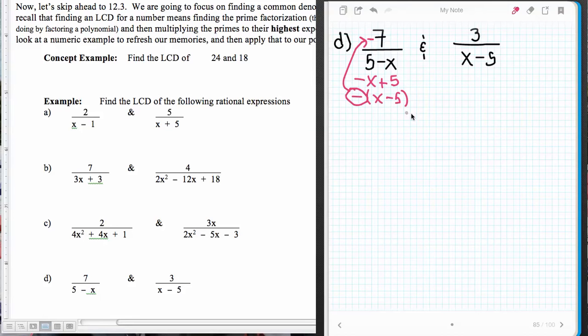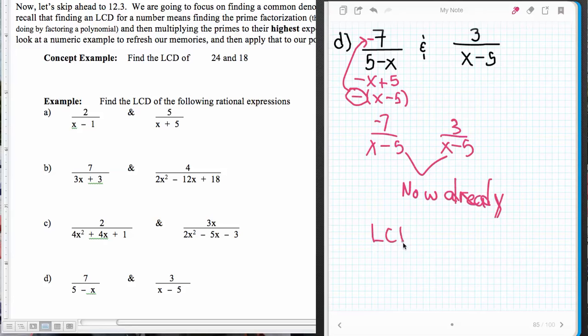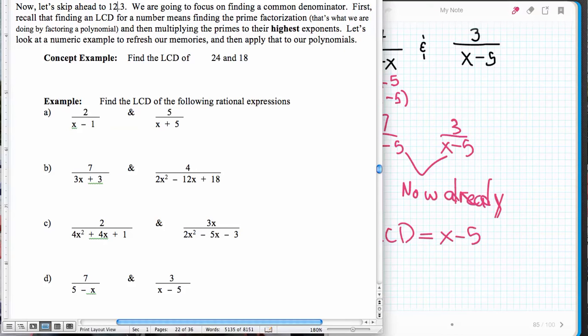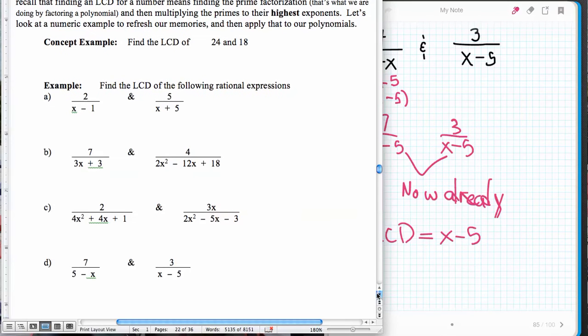So we have a negative 7 over x minus 5, and we have a 3 over an x minus 5. And what we see is that these are now already like terms, right? So already as an LCD. So what we have is our LCD equaling x minus 5. And that happens when we factor out a negative. So that's something that I wanted to make sure that you'd seen before.